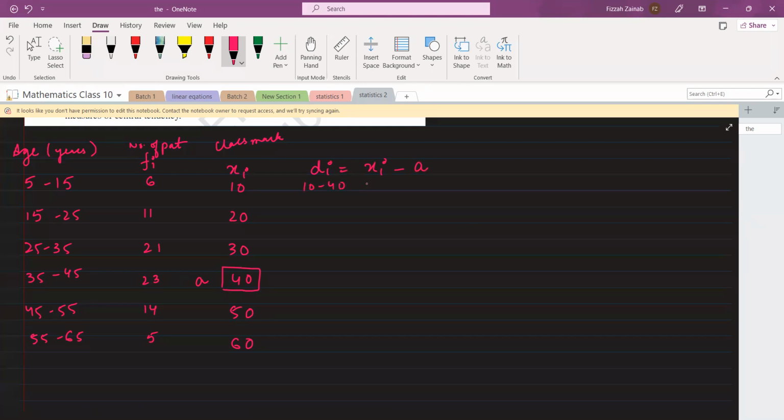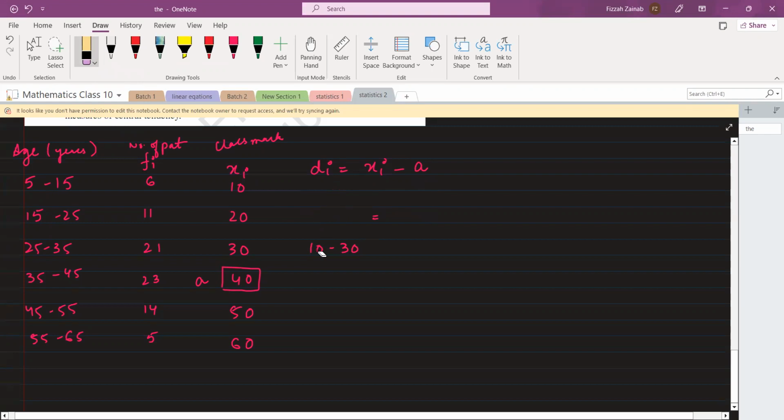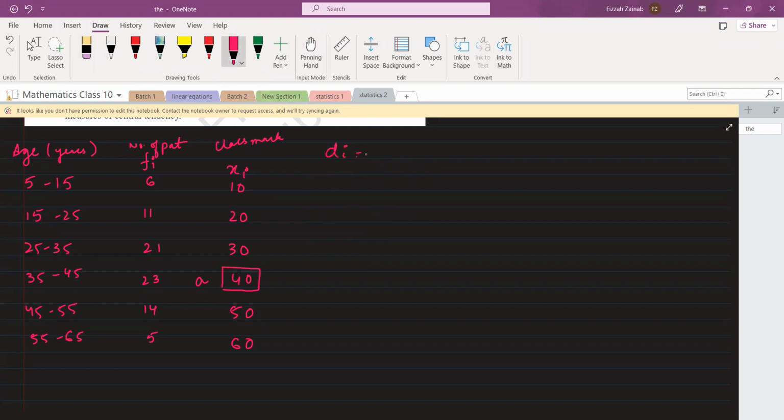Okay, let me write first of all. So 10 minus 40 minus of 30. Then you have 10 minus 20, which is minus of 10. Then 10 minus 30. Oh, what am I doing? Okay, sorry, I have written in reverse order. 40 was my A and 10 was the frequency. Just 1 minute. So di is xi minus A, sorry, the first one was right. So 10 minus 40, then 20 minus 40, 30 minus 40, then you have 40 minus 40, 50 minus 40, and 60 minus 40.